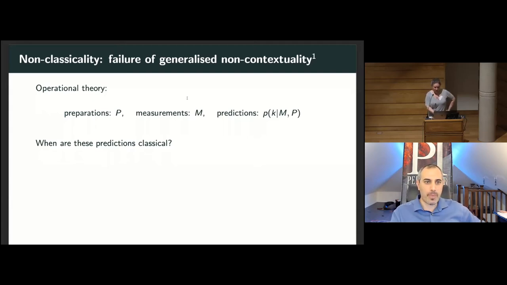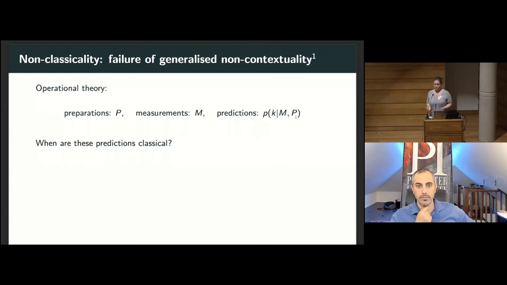Here we start from an operational theory. What does an operational theory mean? It means that we have a particular set of preparations that we can prepare a system in, and a particular set of measurements that we can perform on that system. What we are interested in studying at the end of the day are the statistical predictions that we read out from this experiment, which is the probability of obtaining a particular outcome given that we have performed a particular measurement and prepared a system according to a particular preparation procedure.